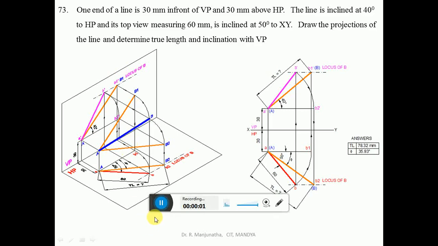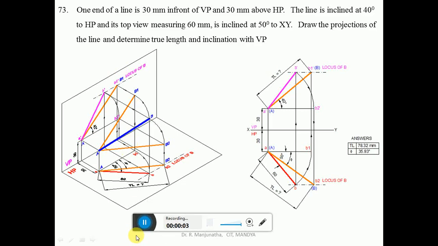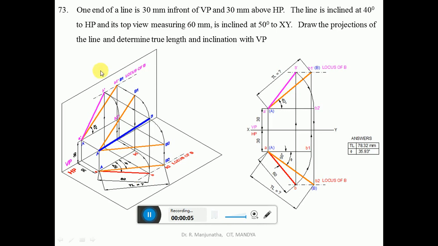So one end of a line is 30 mm in front of VP and 30 mm above HP. The line is inclined at 40 degrees to HP and its top view measuring 60 mm is inclined at 50 degrees to XY line. Draw the projections of the line and determine the true length and inclination with VP.